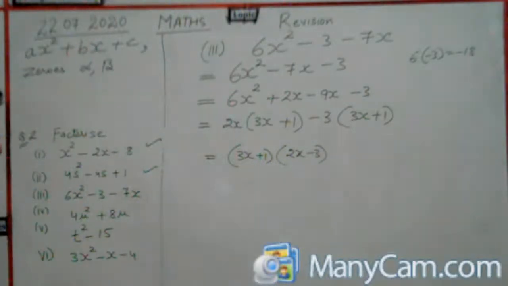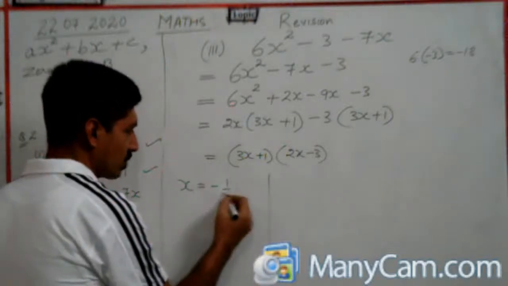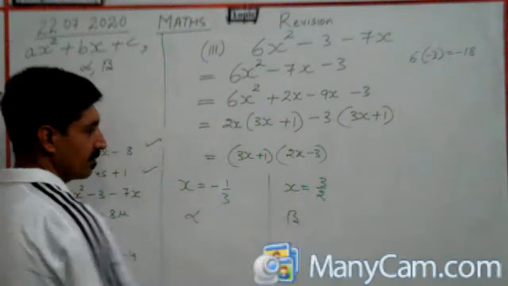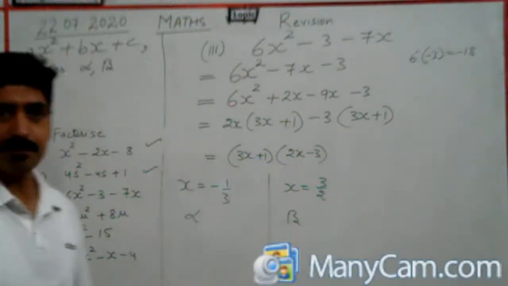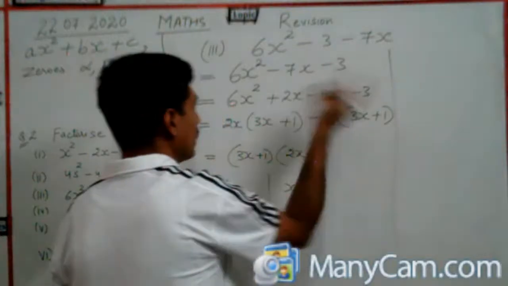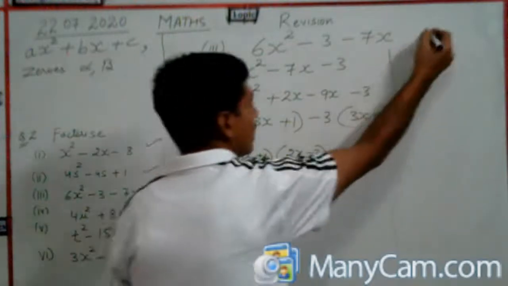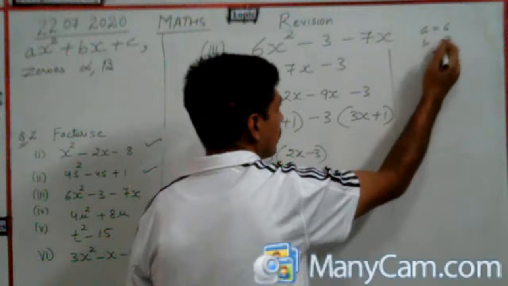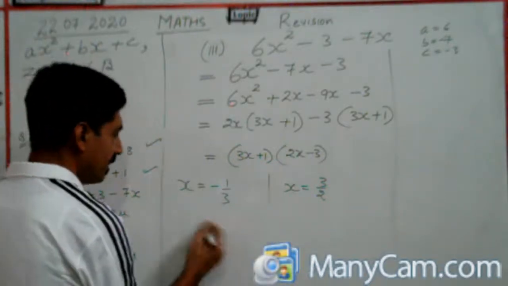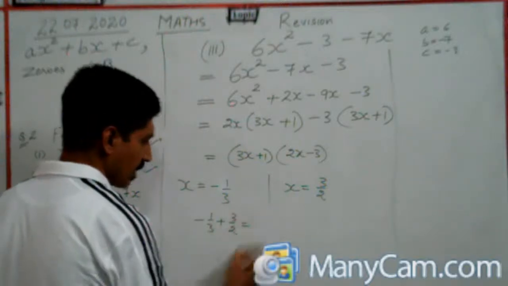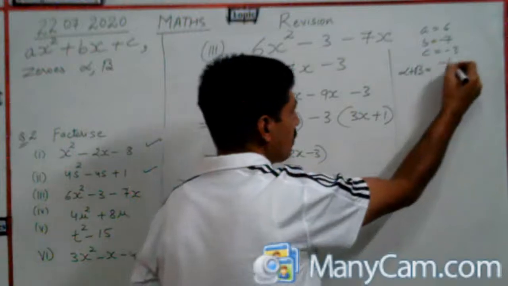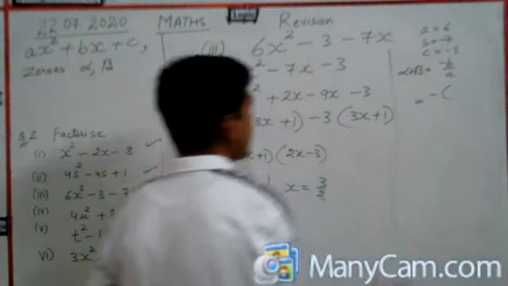If we are finding the solutions or roots, we will find that x is equal to minus 1 by 3 and x is equal to 3 by 2. Even we can verify, one is alpha, one is beta. Okay, here a, b, c you can check. If I am correlating these a, b, c with the values of alpha and beta, here a is 6, b is minus 7, sorry, and c is minus 3. So let's check the sum. Adding them, minus 1 by 3 plus 3 by 2 should be equal to alpha plus beta, which is minus b upon a. So what is my b? b is minus 7.